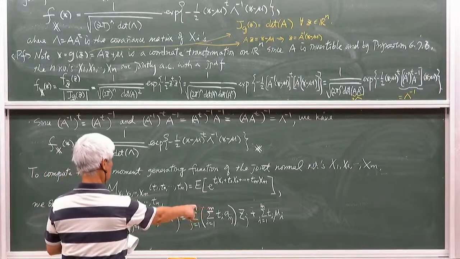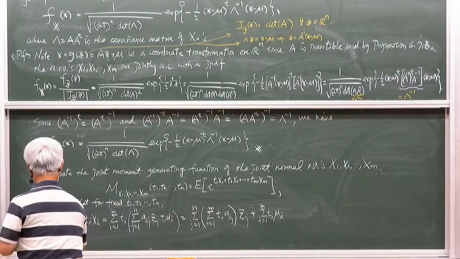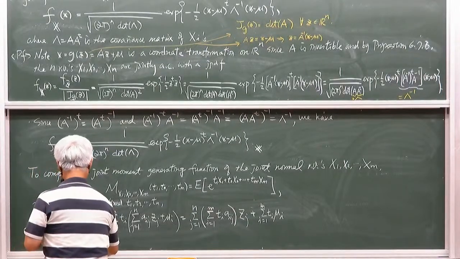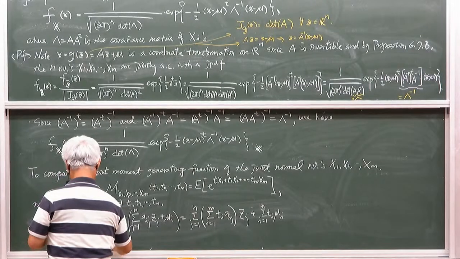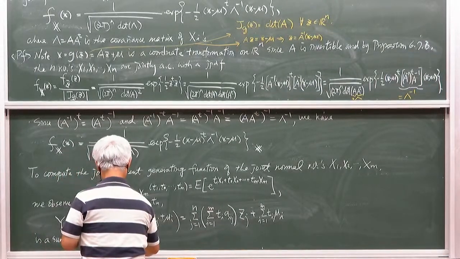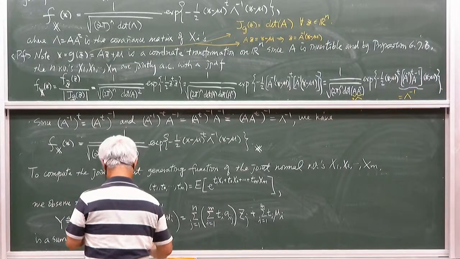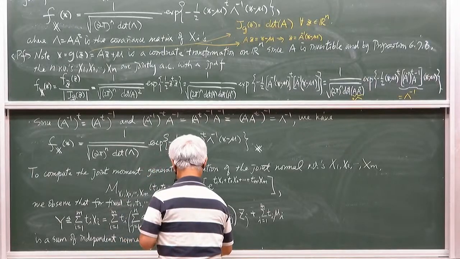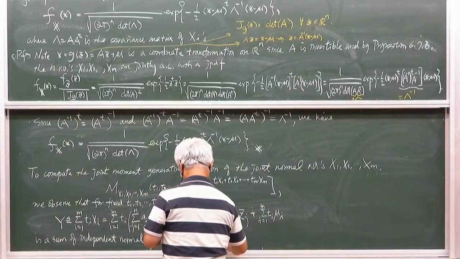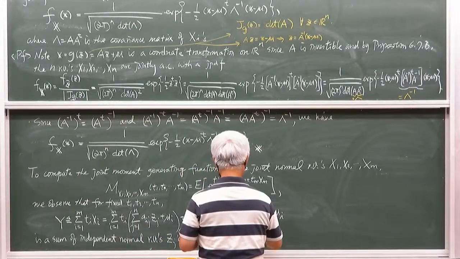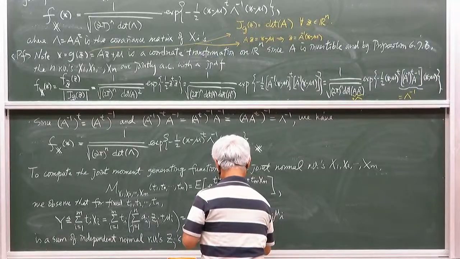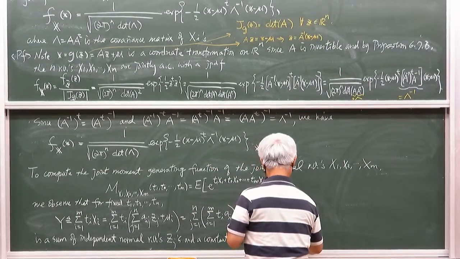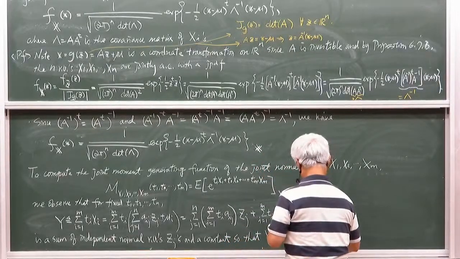Okay, so when we look at Y, Y is a sum of independent normal random variables, the Zj's, and a constant. So that Y is a normal random variable.